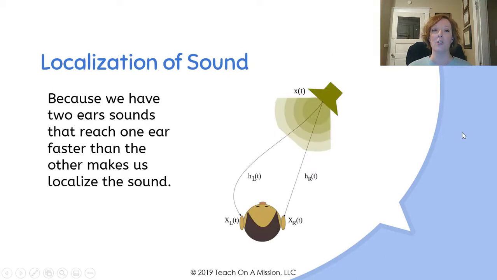Localization of sound: because we typically have two ears, sound is going to reach one ear just slightly faster than the other one, and this is going to help us localize the sound. This is something that you could actually test out with a partner. If you had someone who was willing to help you out, you could close your eyes and have them talk and walk around the room, and you could guess where they were. And chances are, as long as you have normal hearing, you should be able to figure out where they are just based on how your brain is able to translate the information coming in from each ear.